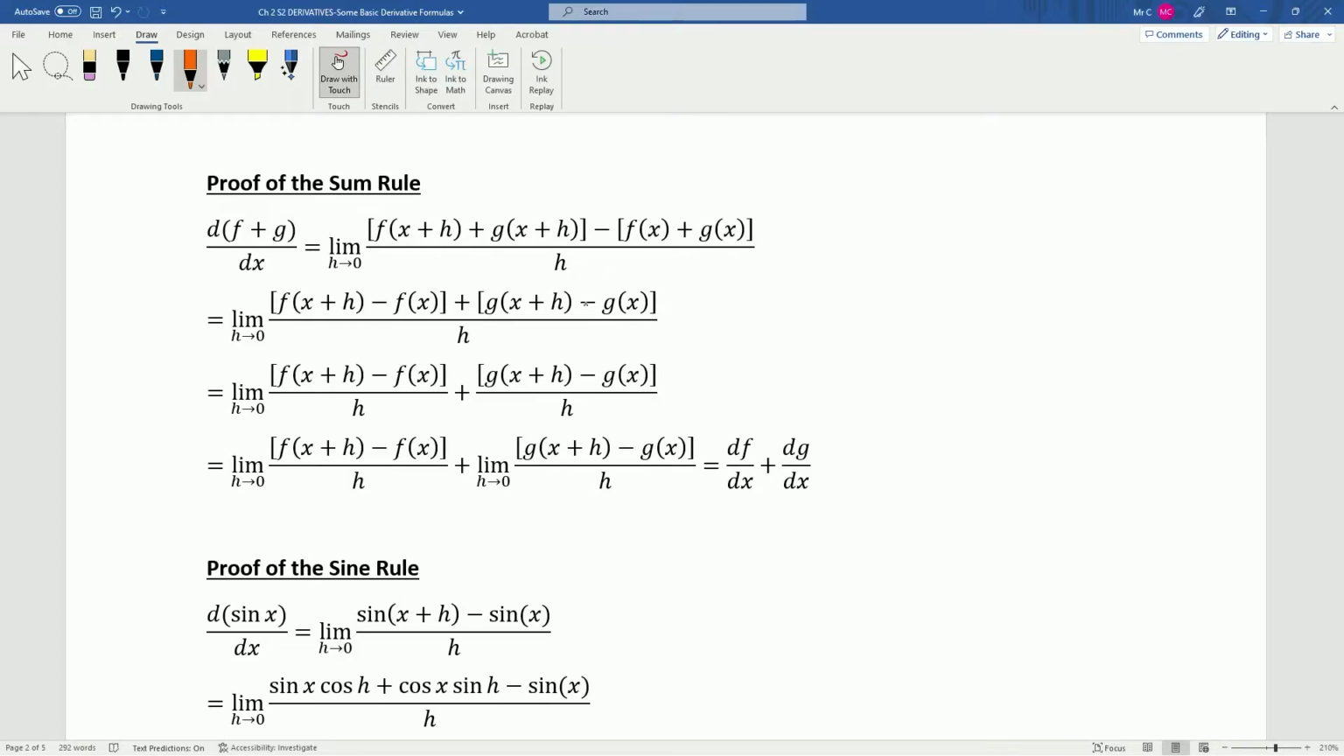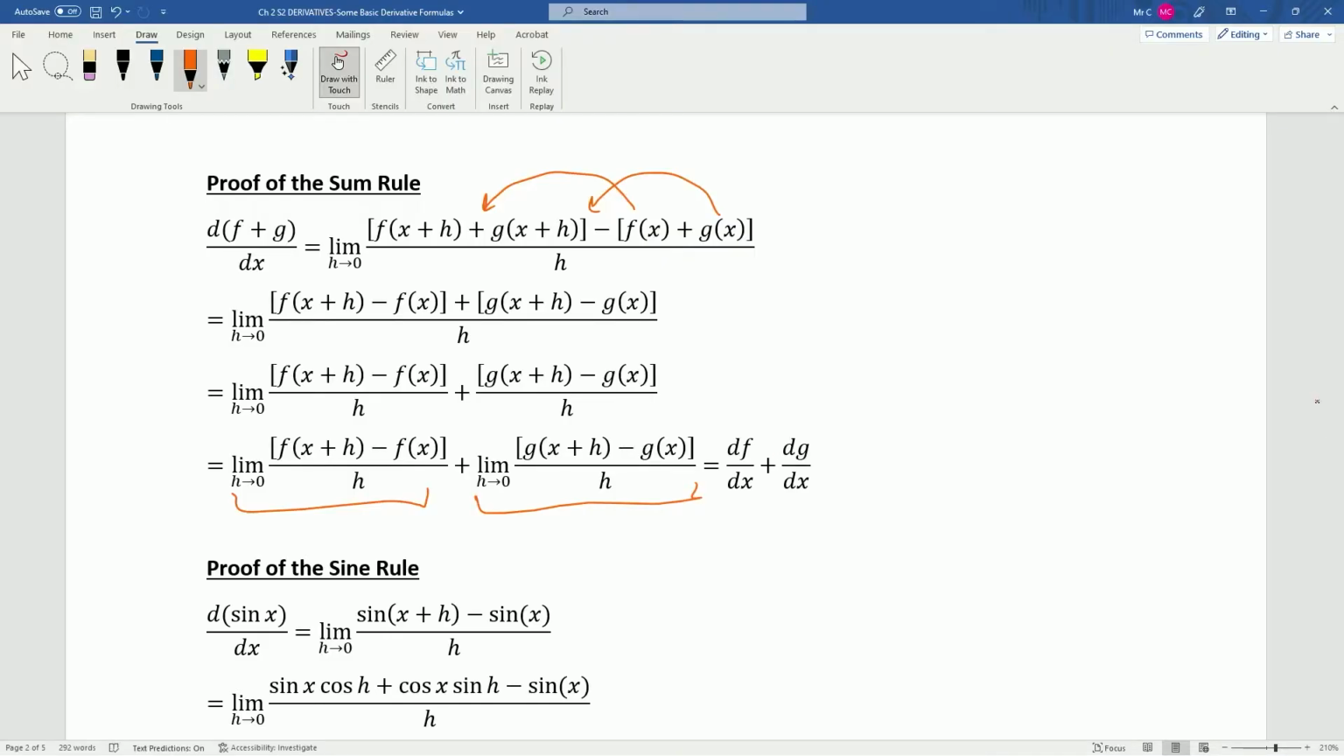And so all I'm going to do here is just a little reorganization. I move the negative f of x over with the f of x plus h. And I move the negative g of x over with the g of x plus h. And I split up my limit. I split up the terms inside along the sum. And then I split the limit along sums, which we know we can do from our earlier chapters. And then by definition, this limit is the derivative of f with respect to x. And this limit is the derivative of g with respect to x.